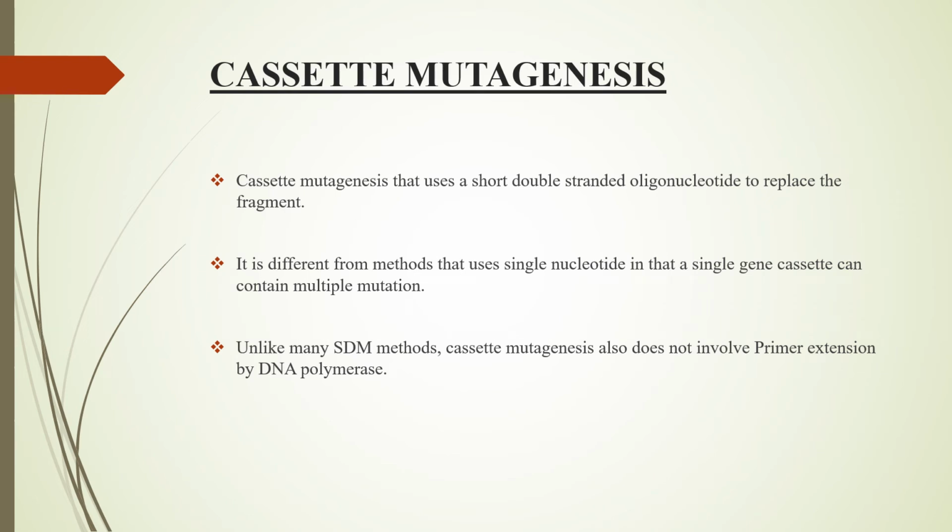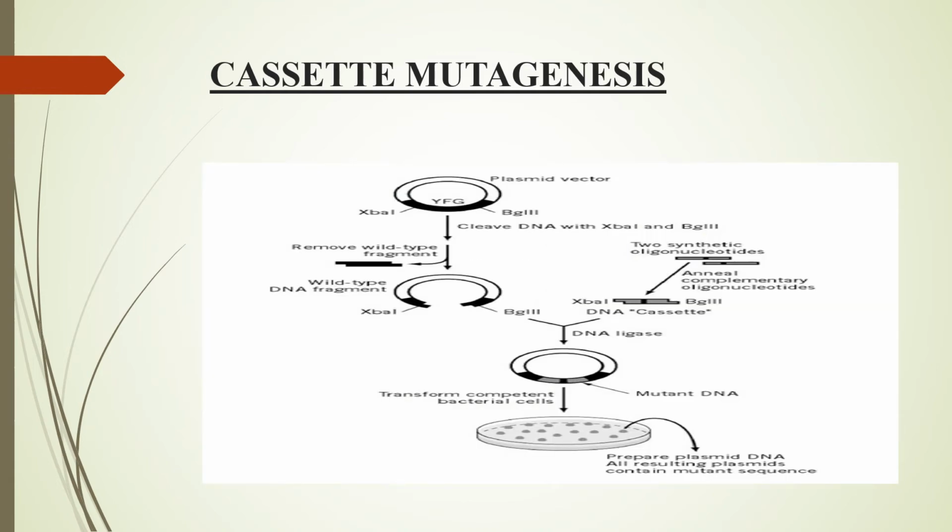Now, cassette mutagenesis. Cassette mutagenesis uses a short double-stranded oligonucleotide to replace a fragment. It is different from methods that use a single oligonucleotide in that a single gene cassette can contain multiple mutations. Unlike many site-directed mutagenesis methods, cassette mutagenesis also does not involve primer extension by DNA polymerase. This is an example of cassette mutagenesis.